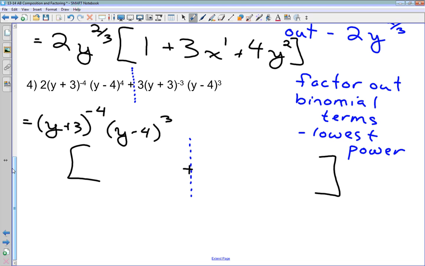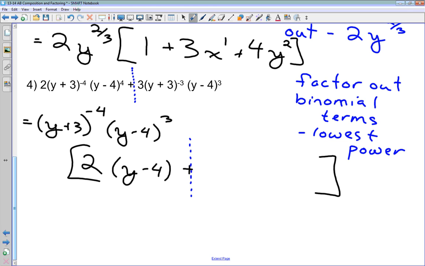Everything that starts in front of that plus sign up here has got to end up down here in front of the plus sign. Everything that's in the second term on the other side of the plus sign has to end up in the second term inside our square brackets. So this 2, right at the beginning, has got to stay in that first term. I've factored out y plus 3 to the negative 4, so I've already taken care of that term. I'm going to have y minus 4, and if we subtract our exponents here, 4 minus 3 just gives us 1.